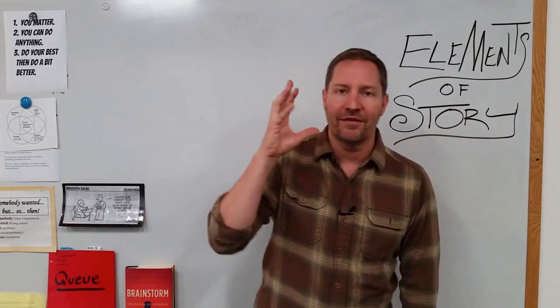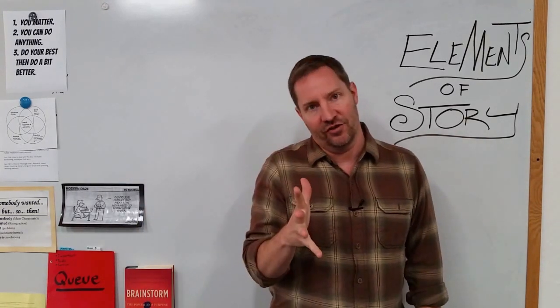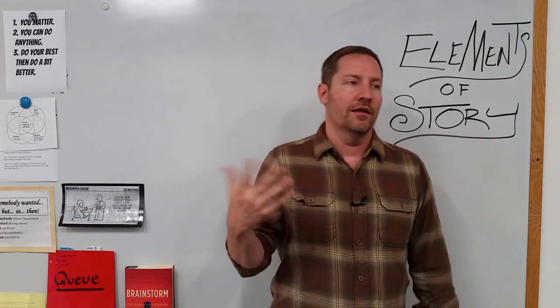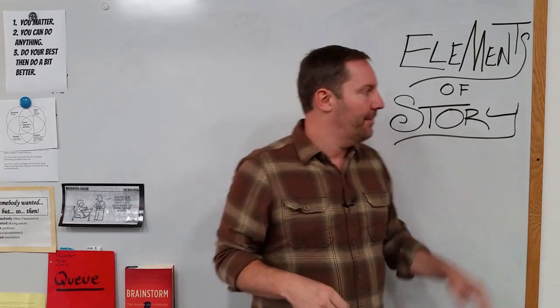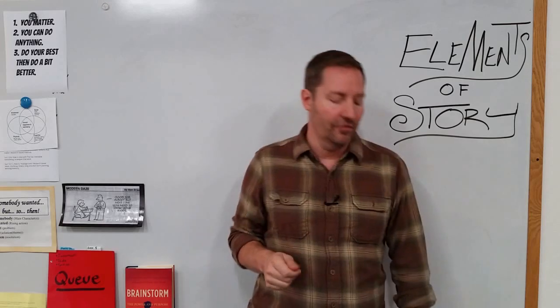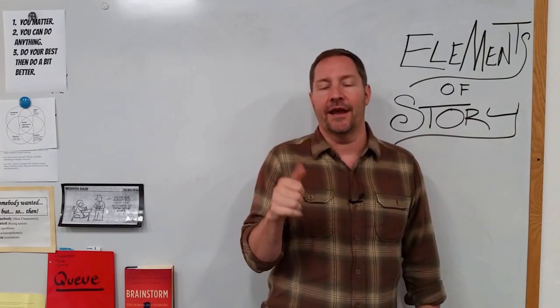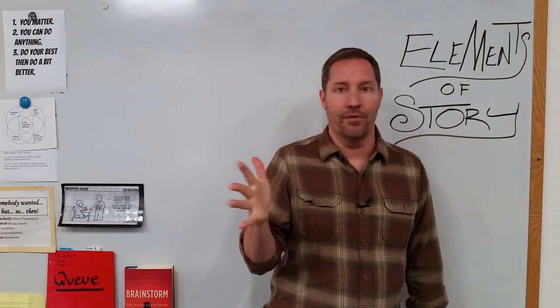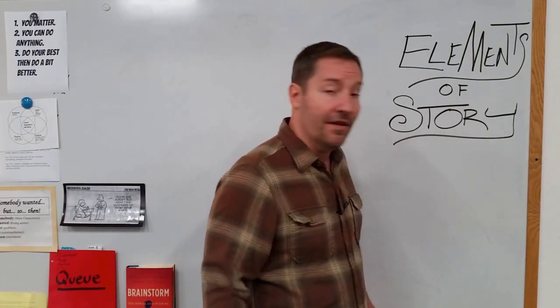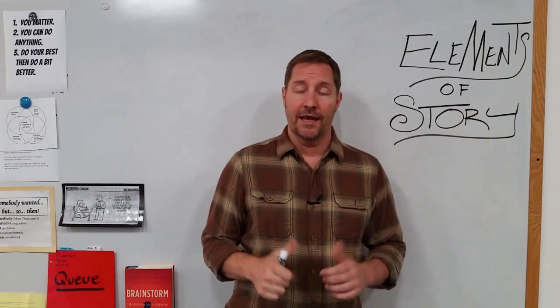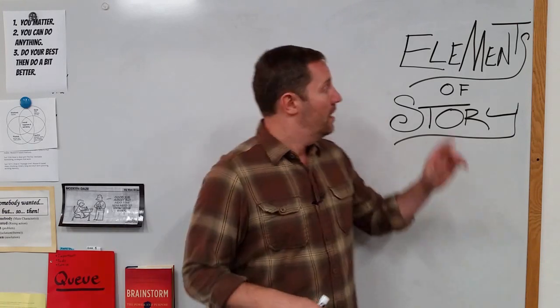First of all, we're talking about story. We're talking about fiction generally, not nonfiction, unless you're doing biography or something like that. But basically, elements of story usually refers to fiction writing. And there are 5 elements of story: character, setting, theme, plot, point of view. That's it.